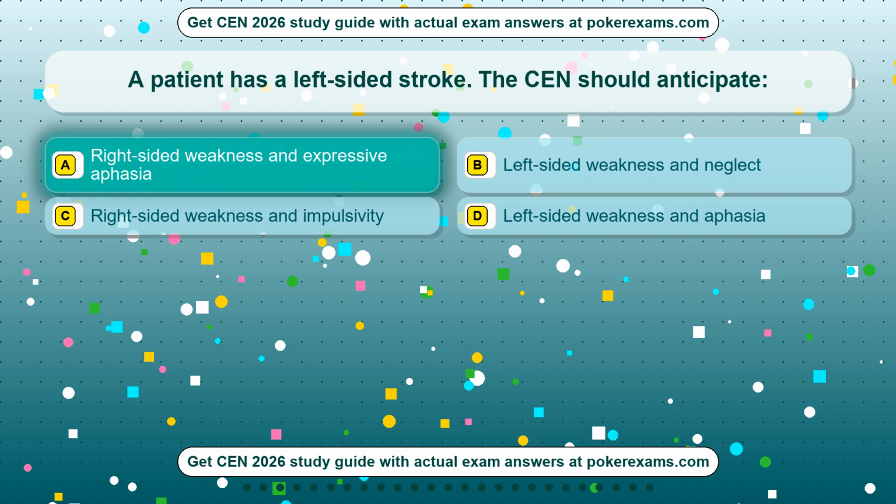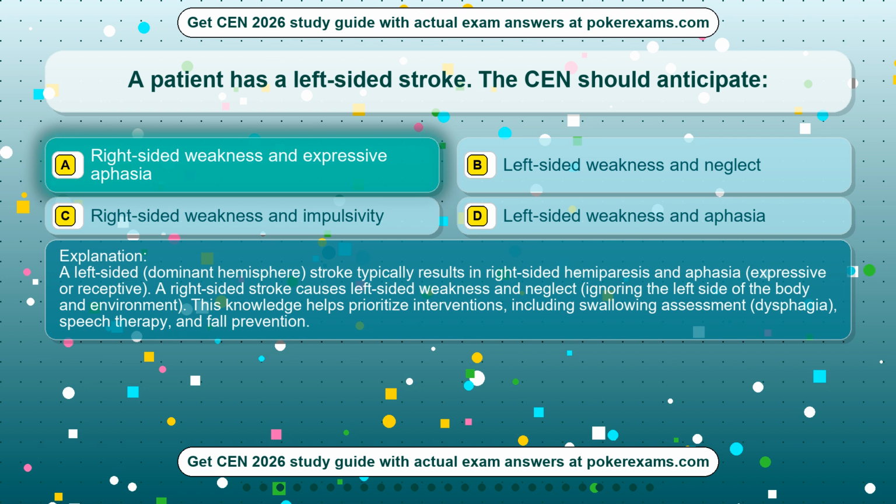Right-sided weakness and expressive aphasia. A left-sided, dominant hemisphere stroke typically results in right-sided hemiparesis and aphasia, expressive or receptive. A right-sided stroke causes left-sided weakness and neglect, ignoring the left side of the body and environment. This knowledge helps prioritize interventions, including swallowing assessment for dysphagia, speech therapy, and fall prevention.